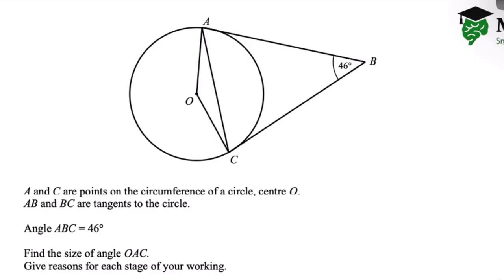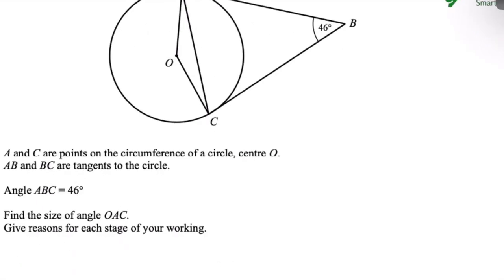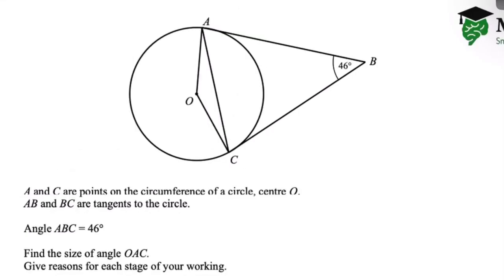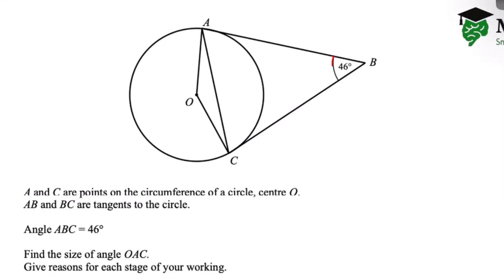Let's have a look at this question over here. It says ABC is 46 degrees, which we can see clearly. Now, what can we spot in this question? Straight away, we can spot that we have a center over here. This is our center, and we can see that we have a line from the center meeting the circumference of the circle. That is called a radius. So this line that I've drawn from O to A is the radius of the circle.